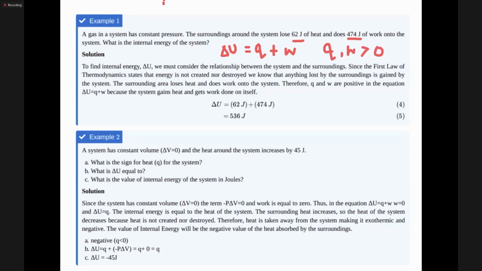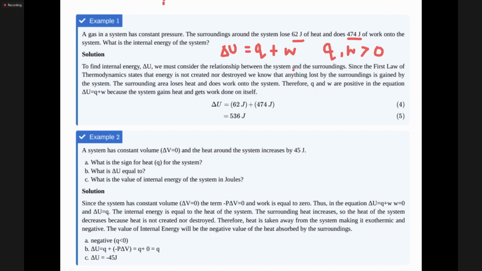because surroundings is losing 62 joules of heat, which is given to the system, and also surroundings is performing some work onto the system. That is why the internal energy of the system will get increased. The system is getting heat and gets the work done on itself. So both Q and W are positive.